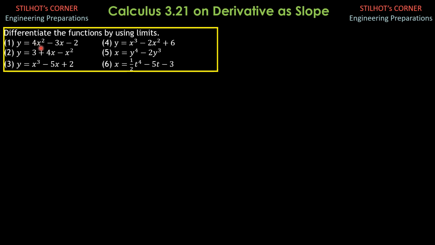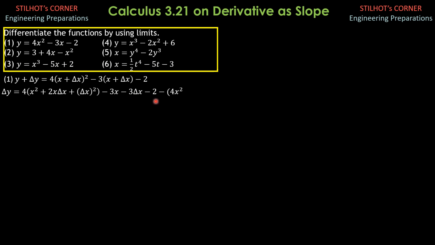So remember the procedure. We have to replace y by y plus delta y and x by x plus delta x. So y plus delta y equals 4 times quantity x plus delta x squared minus 3 times quantity x plus delta x minus 2. So delta y equals 4 times quantity x squared plus 2x delta x plus delta x squared, minus 3x minus 3 delta x minus 2, then minus y, which is quantity 4x squared minus 3x minus 2.